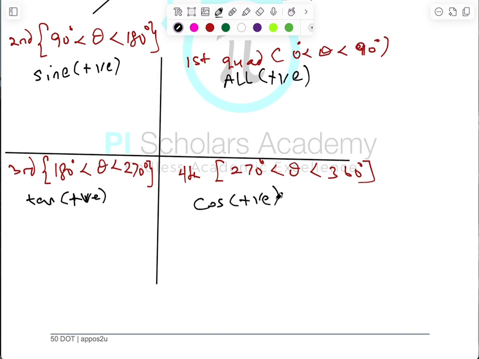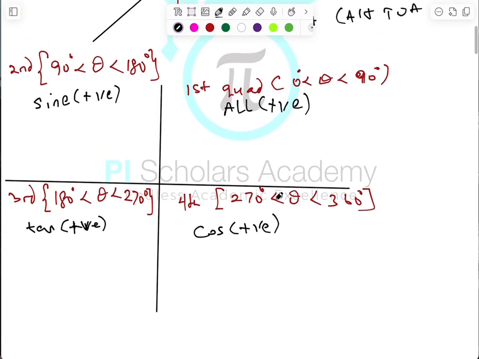So in the first quadrant, any trigonometry ratio will be positive. In the second one, only sine is positive. In the third one, only tangent is positive. And in the fourth one, only cosine is positive. So when you know this, you are practically on your way to properly evaluating the trigonometry ratios of angles.